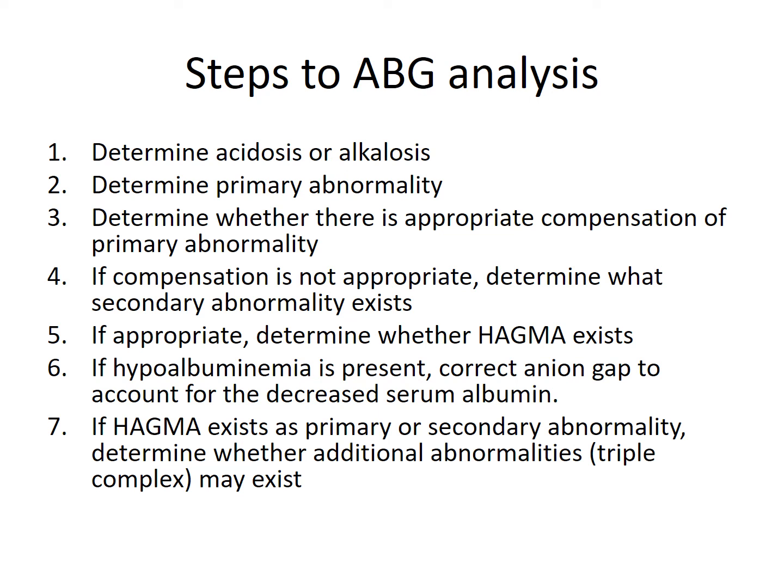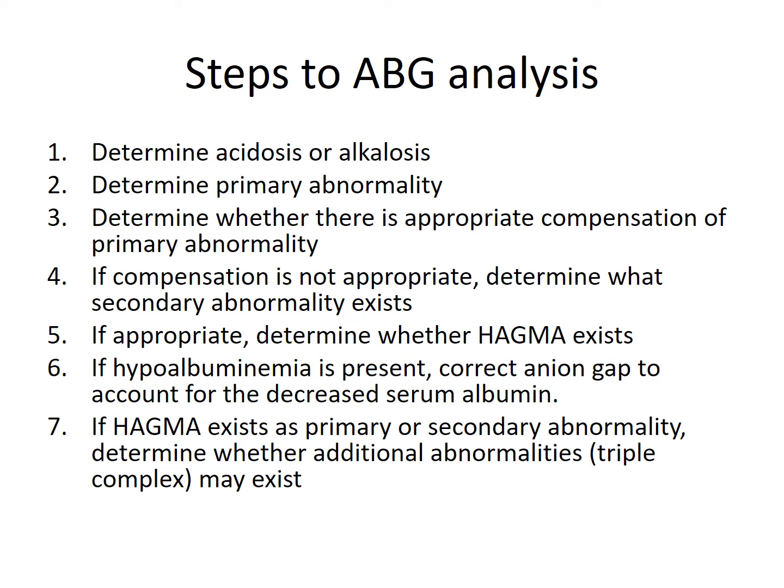All right, this slide is a basic review of all the steps we have developed, discussed, and practiced across both of these presentations. To do routine ABG analysis, first, determine whether it is an acidosis or an alkalosis, then determine the primary abnormality, then determine whether there is appropriate compensation of that primary abnormality, then, if compensation is not appropriate, determine what secondary abnormality does exist.